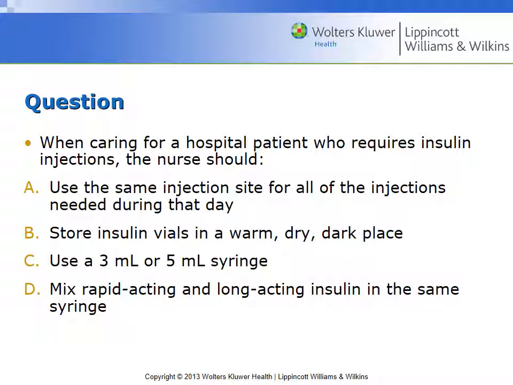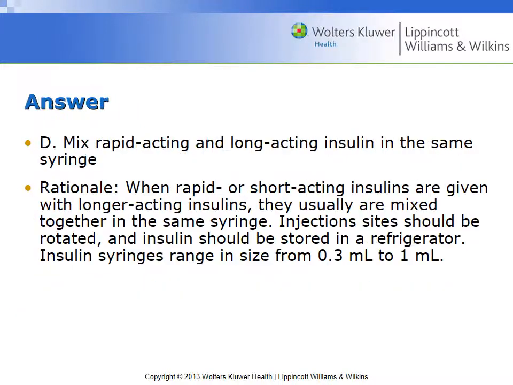When caring for a hospital patient who requires insulin injections, the nurse should: A. Use the same injection site for all the injections needed during the day. B. Store insulin vials in a warm, dark, dry place. C. Use a 3 to 5 milliliter syringe. Or D. Mix rapid-acting and long-acting insulins in the same syringe.